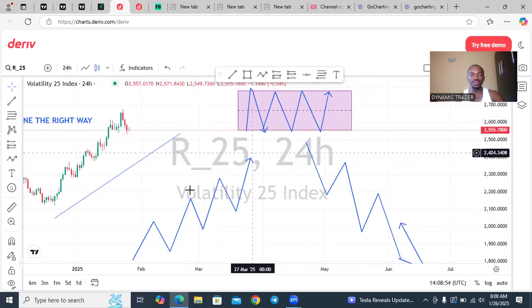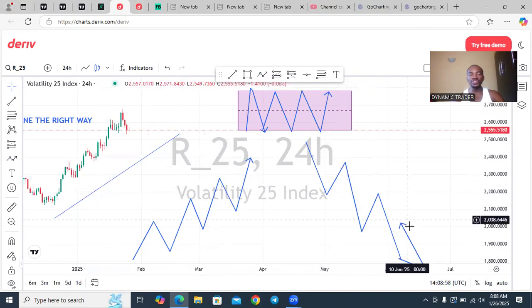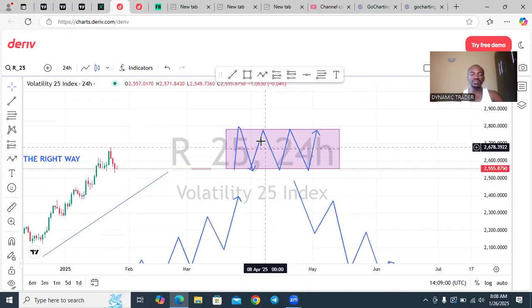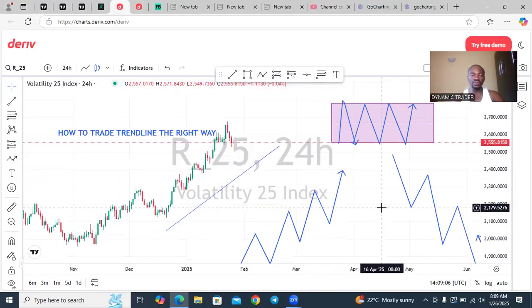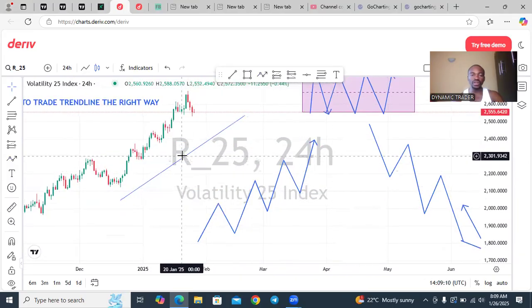When I say bullish trend, I'm still referring to uptrend. When I say bearish trend, I'm still referring to downtrend. Then sideways markets, same thing as consolidating or ranging markets. So these are just the terminologies you will be hearing in this class.